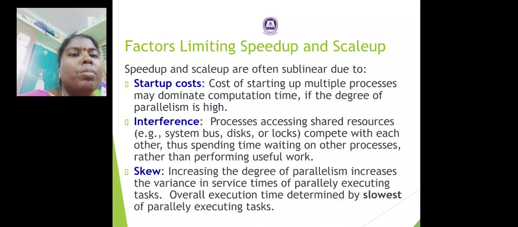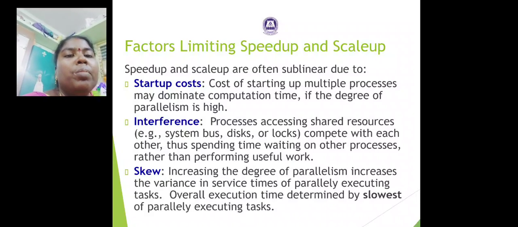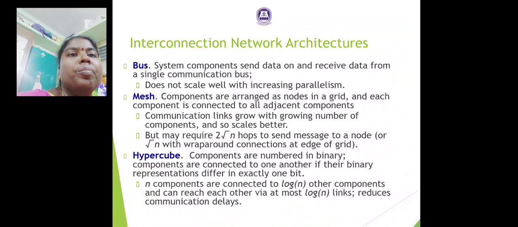This problem is called skew: increasing the degree of parallelism increases the variance in service times of parallelly executing tasks. So the overall execution time is determined by the slowest of the parallelly executing tasks.